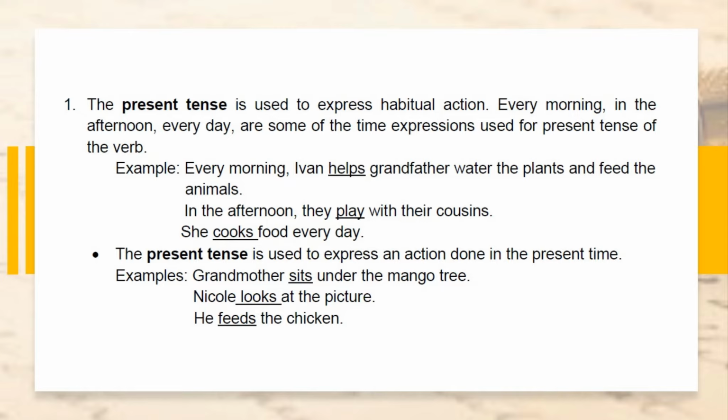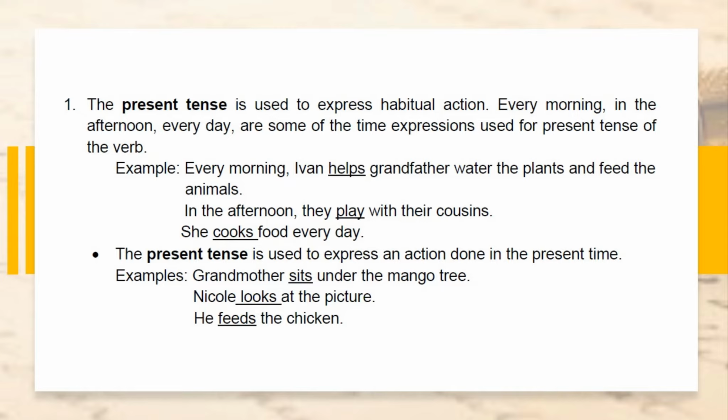1. The present tense is used to express habitual action. Every morning, in the afternoon, every day are some of the time expressions used for the present tense of the verb. Example: Every morning, Ivan helps grandfather water the plants and feed the animals. In the afternoon, they play with their cousins. She cooks food every day.